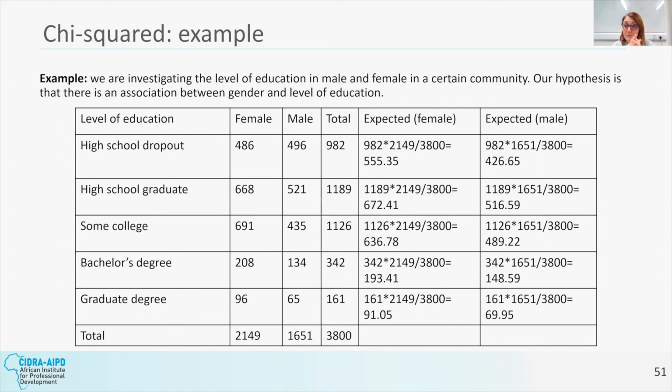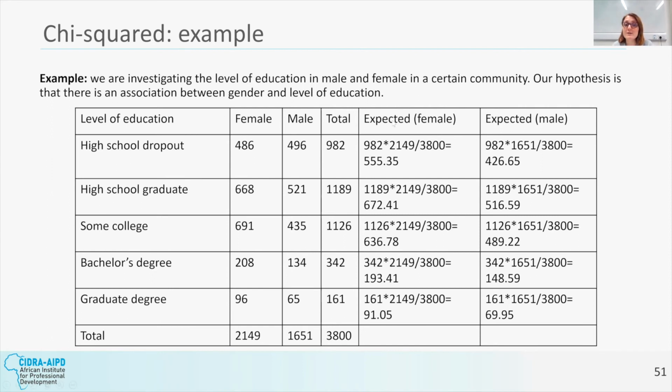The other thing we need to observe is if we have a big enough sample size. As we can see, in all the intersections, we have more than 5 observations. So we can go ahead with the chi-square, assuming also that the level of education and the gender are independent.